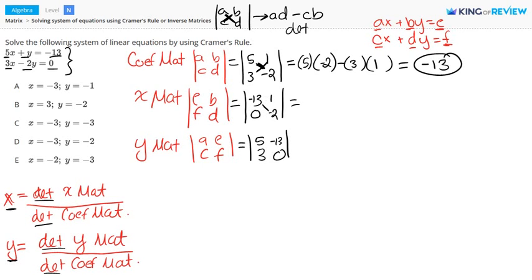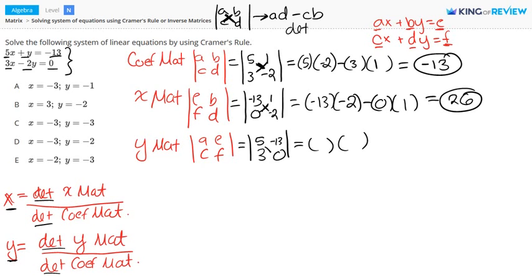Now for the determinant of the x matrix. We'll take the product of the main diagonal, so negative 13 times negative 2, and subtract the product of the entries in the other diagonal, so 0 and 1. And when we work this out, we get 26. And for the determinant of the y matrix, we'll take the product of the main diagonal, so 5 and 0, and then subtract the product of the entries in the other diagonal, 3 and negative 13. And when you work this out, this is equal to 39.